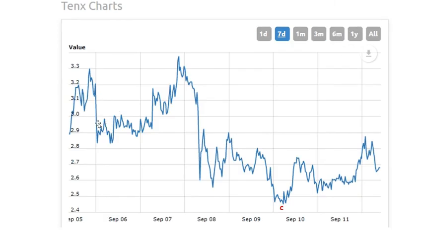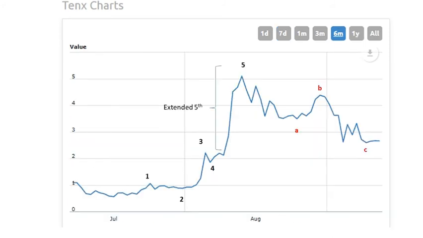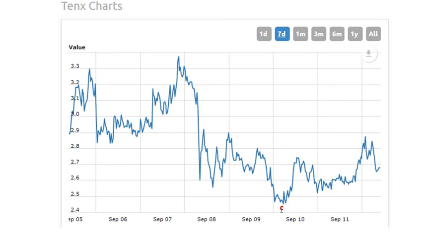To do that, here is a shorter term 7-day chart. So here's the corresponding C wave that you saw here. I believe it's in about the same location. If this is a C wave, then the first sign of a trend change has to be 5 waves. 1, 2, 3, 4, 5.